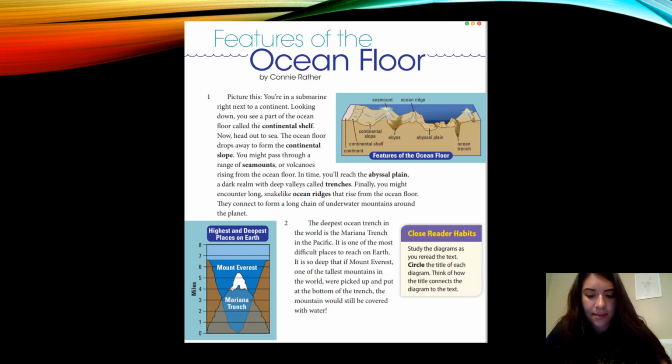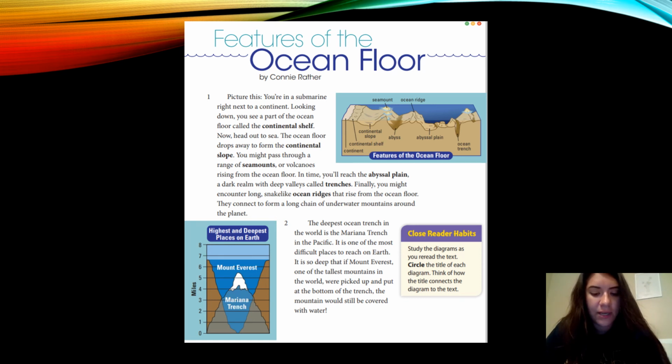This item is asking me to identify details about the abyssal plain and the Mariana Trench that come from the text as well as from the diagrams. I'll start by rereading the first paragraph. Paragraph 1 describes an imaginary journey out to sea and tells me what I would see along the way on the ocean floor. The sixth sentence tells me about the abyssal plain and describes it as a dark realm with deep valleys called trenches. Since that's about an abyssal plain, I'm going to write that sentence in column 1 of my chart. Then I'm going to look at the diagram.